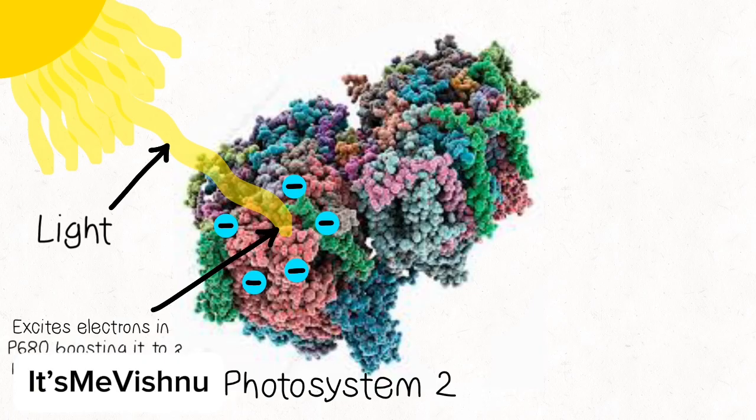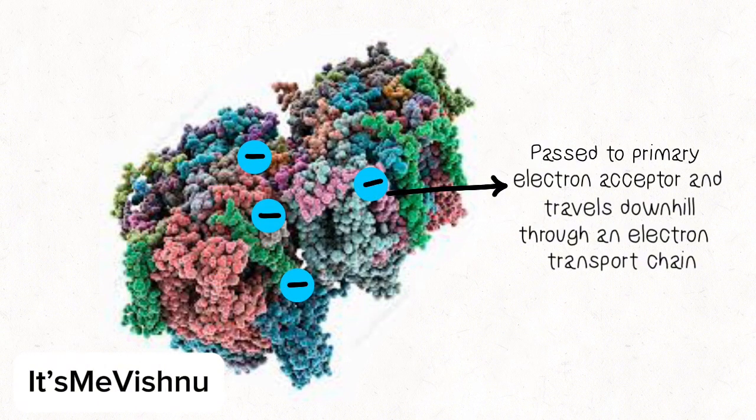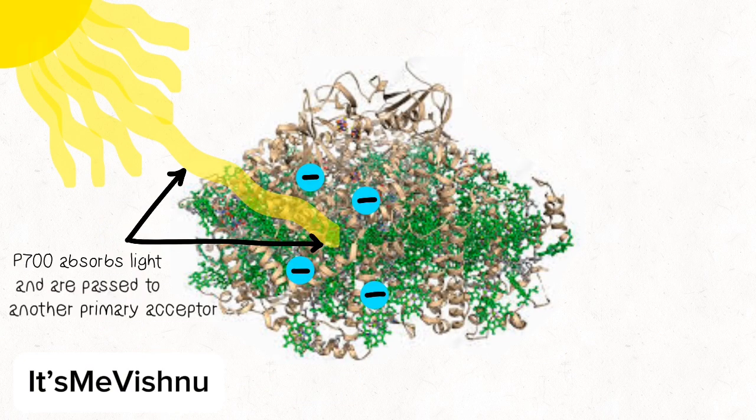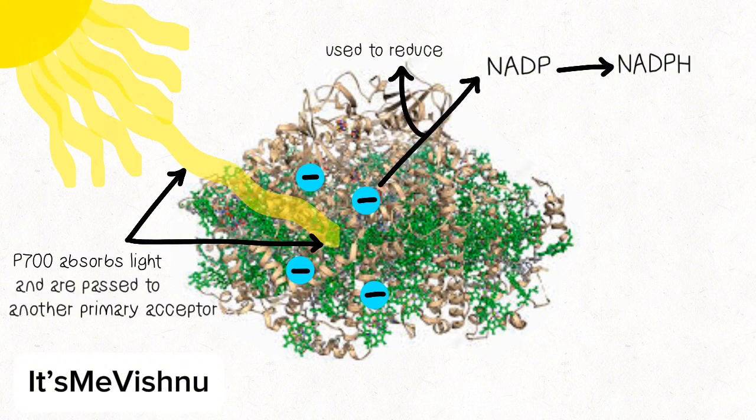In photosystem 2, light excites electrons at P680, boosting them to a higher energy level. They are passed to a primary electron acceptor and then travel downhill through an electron transport chain. Meanwhile, in photosystem 1, P700 also absorbs light, exciting its electrons, which are passed to another acceptor and finally used to reduce NADP+ into NADPH, an energy-rich molecule.